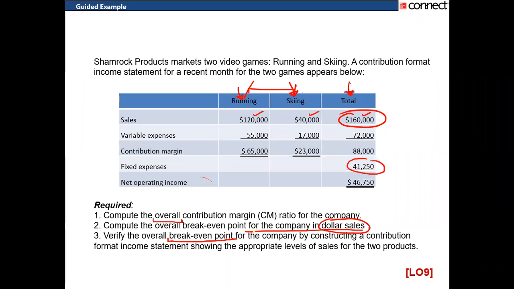75% and 25%, beautiful numbers, I must say. There is no fraction, there is no decimal. Okay, let me write it here. 75% running video game, Skyeng is contributing 25%. Okay, so we can use this number for our requirement 3.